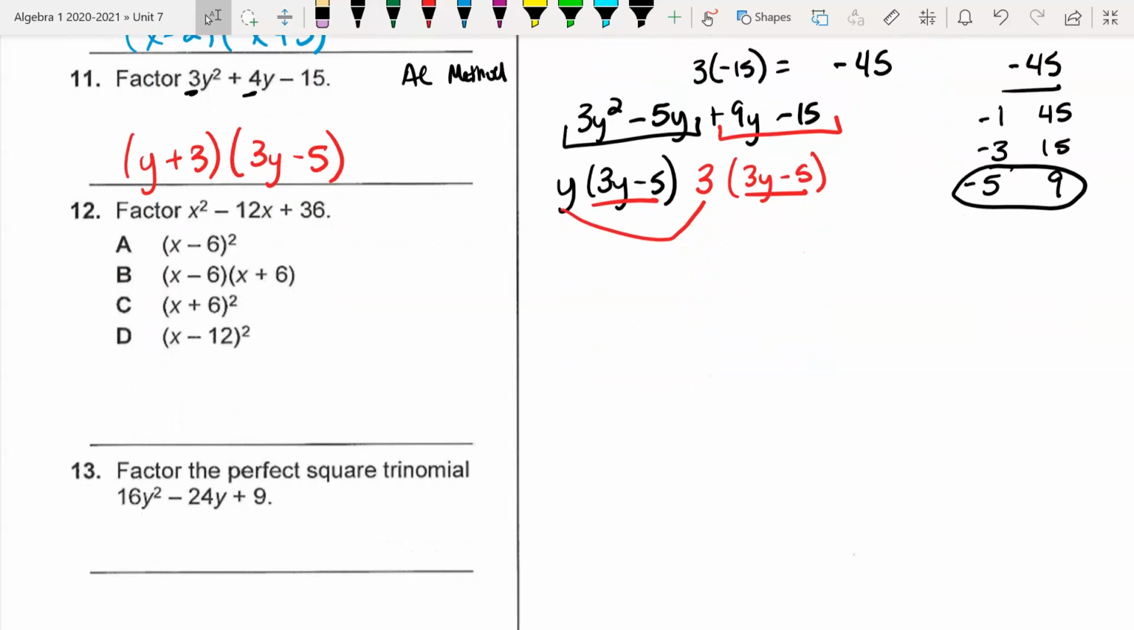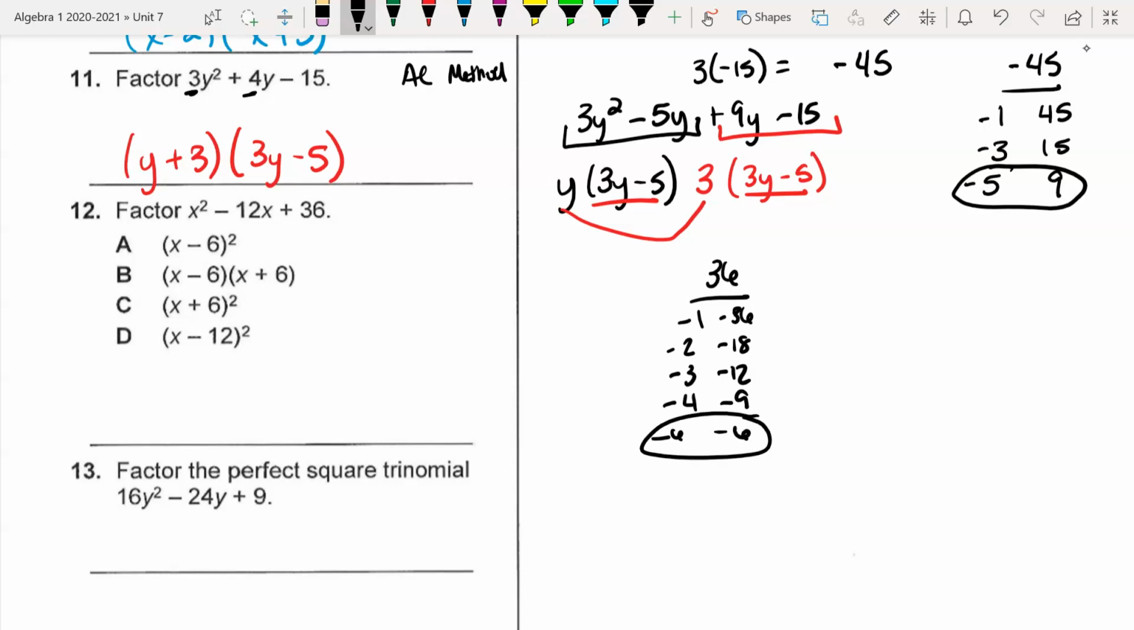Factor x squared minus 12x plus 36. It's going to multiply to 36 and add back to negative 12. Well, it's going to be two negatives. Look, it's negative 6. So if they both show up as x minus 6, x minus 6, well, this is the same as saying x minus 6 squared. So our answer is A.